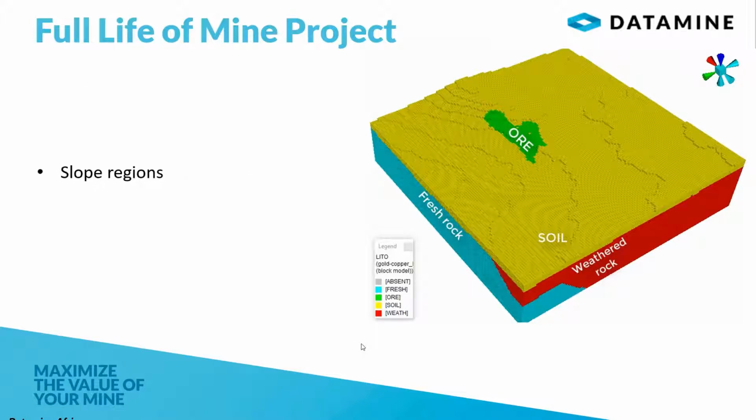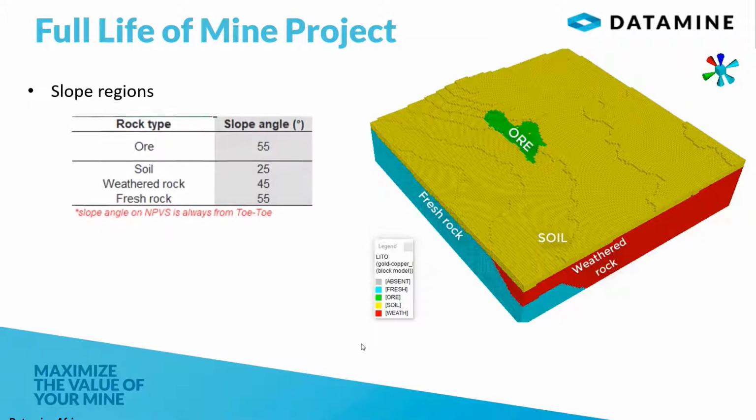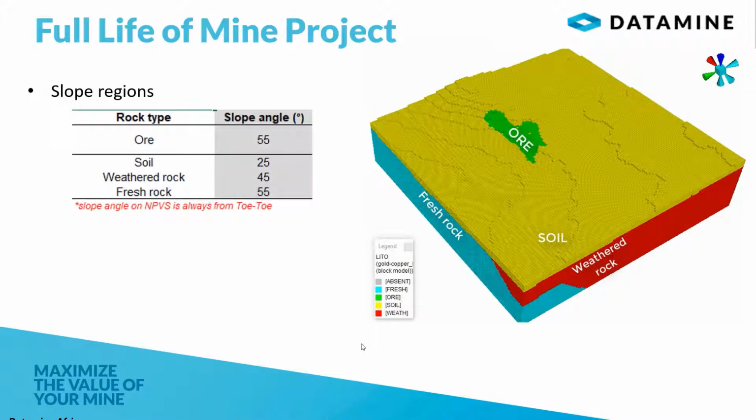For this block model, we have four regions. That is our rock type. That is the ore, soil, weathered rock, and fresh rock. Each of them has the slope angle according to the geotechnical reports of the mine. So now we can go to NPV and start our exercise.